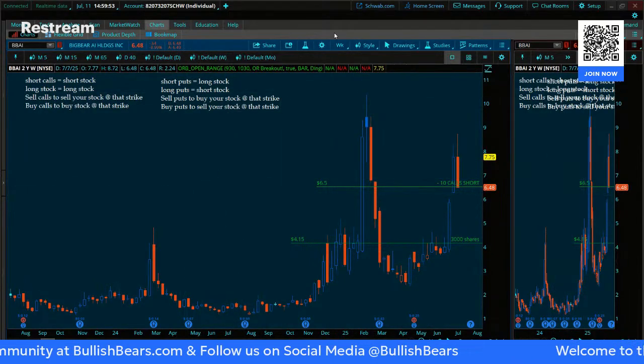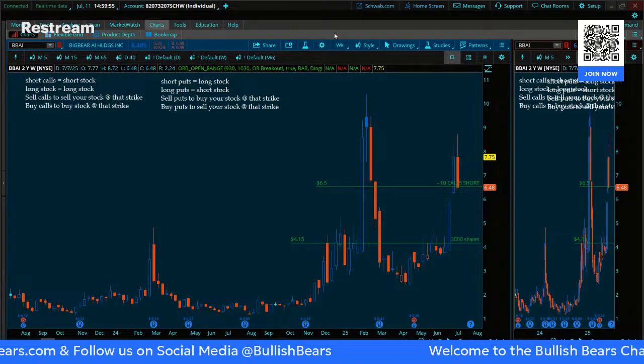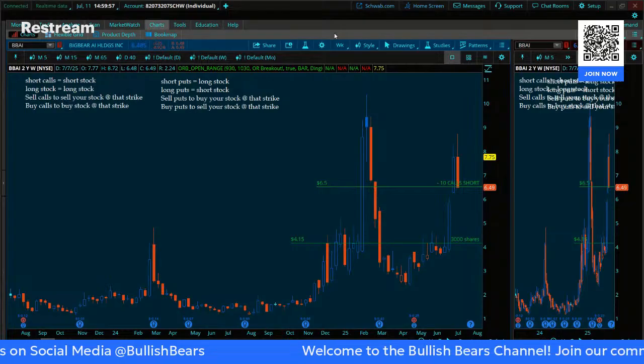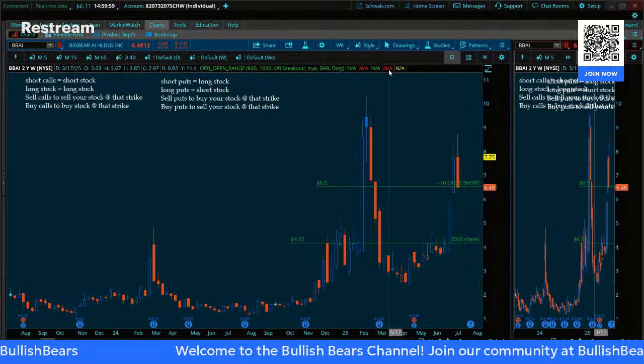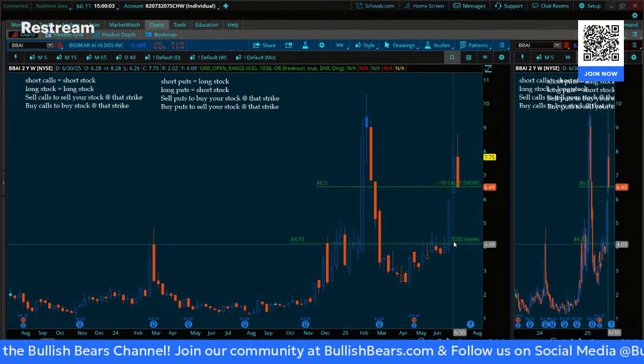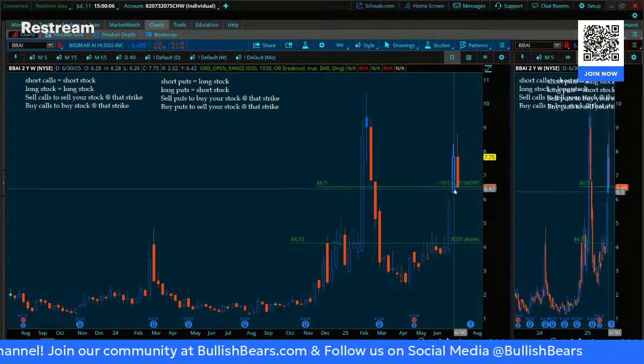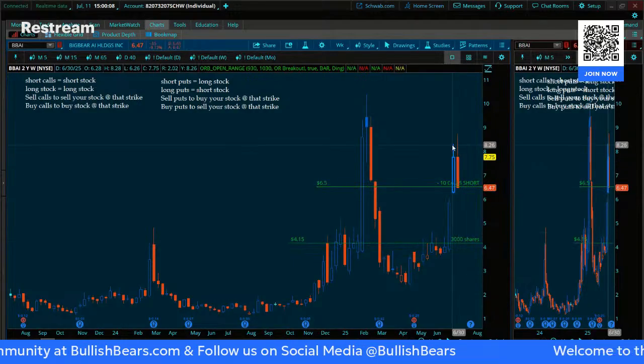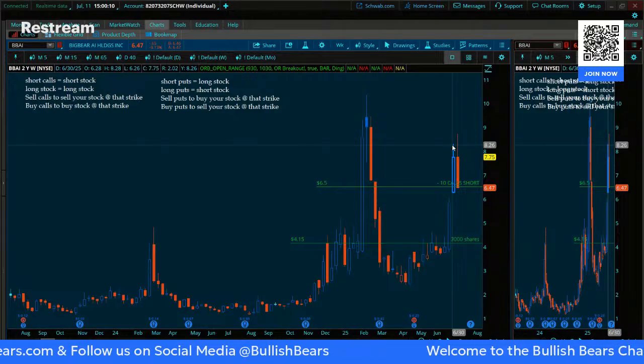So that's the formula. If you want to just take a screenshot of that cheat sheet right there, that's the way you want to run it in your mind. That's the way you should see it. So if you're looking at something like Big Bear and you buy stock at $4 and sell calls at 6, and then it runs you the hell over, don't get scared.